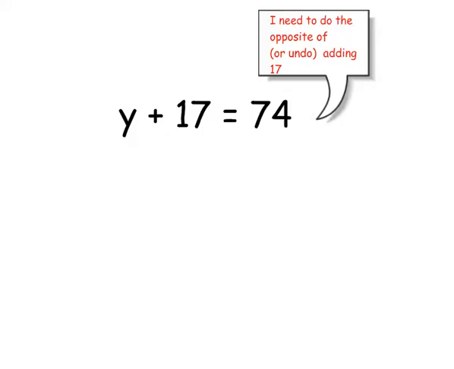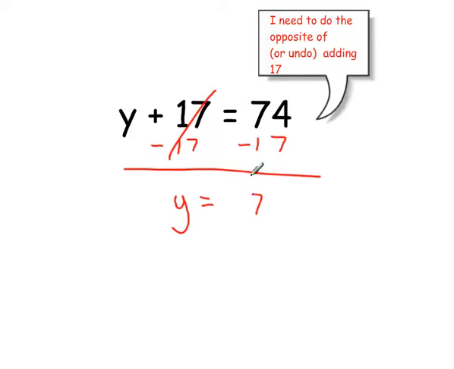All right, let's do an addition example. So y plus 17 equals 74. Remember, I want the variable by itself on this side. So I need to get rid of or undo this adding 17. So the opposite of adding 17 is to subtract 17 from both sides of my equation. Plus 17 and minus 17, that cancels. So all I'm left with is y on this side, which is what I wanted.